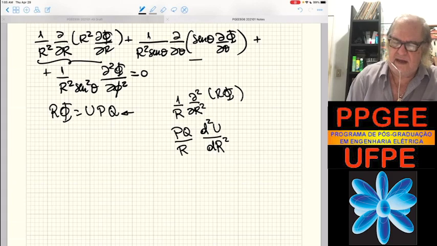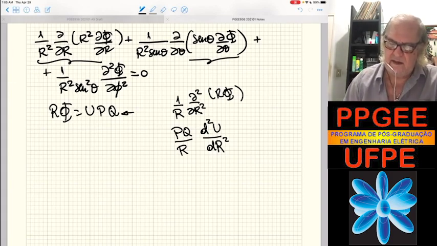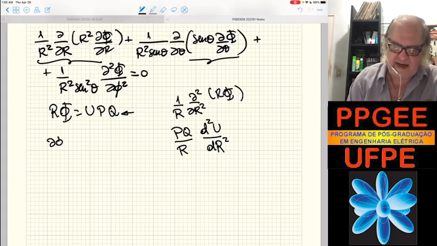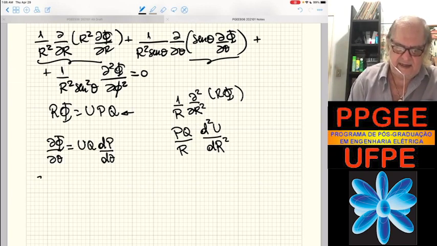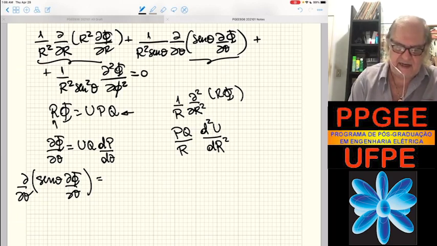The second term there, we're going to have the derivative with respect to theta, which equals UQ dP d theta, and sine theta, d phi d theta, so we have d theta, right? So that's going to be, in fact, I have an r, I forgot this r here, right? So this is going to be UQ over r.